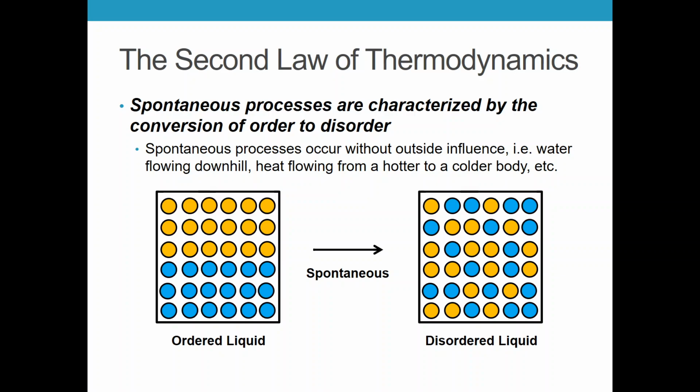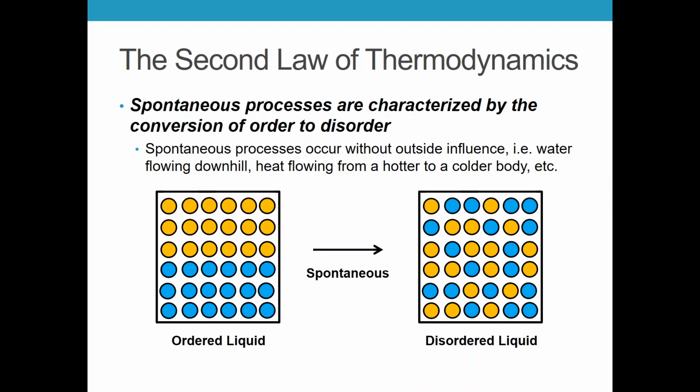Alternatively, you could view this like rolling a ball down a hill. You don't have to put in any sort of energy input to make that happen, and gravity takes care of that for you. Now, the second law of thermodynamics tells us that spontaneous processes are characterized by the conversion of order to disorder.